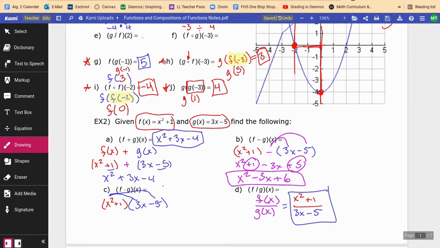I'm going to take the first term, and I'm going to multiply it by both terms in the second factor. So x squared times 3x gives me 3x cubed. X squared times negative 5 gives me negative 5x squared. Then I'm going to take the second term in that first factor, and multiply it by both terms in the second factor again. So this time 1 times 3x is 3x, and 1 times negative 5 is negative 5. And then if I can combine anything, I combine. In this case, I can't, so I leave that as my final answer.